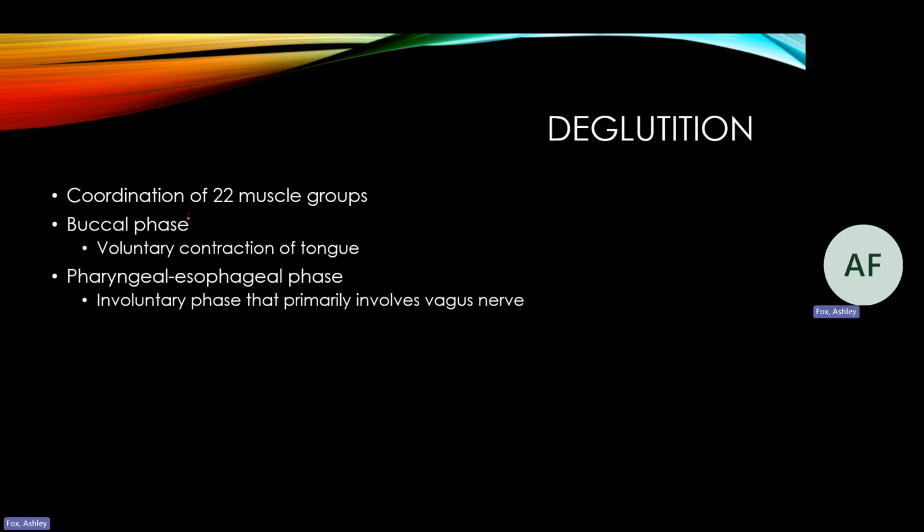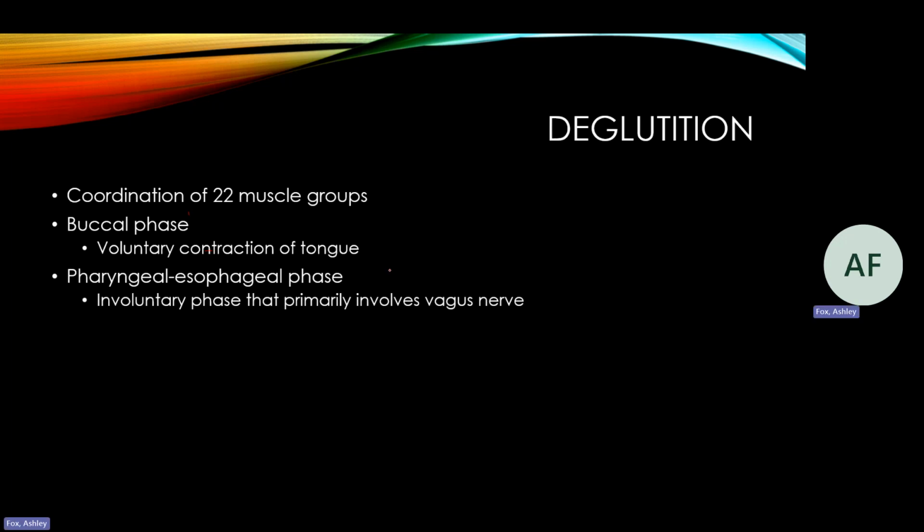One's voluntary, one's involuntary. So you actually decide to swallow. You've chewed and you're chewing and you think, okay, I'm ready to swallow. So that's voluntary. You think about it. And that's called the buccal phase. It's contraction of your tongue. You actually push your tongue up so you can push the bolus into the back of your mouth, the back of your oral cavity, right to the entrance of the pharynx.